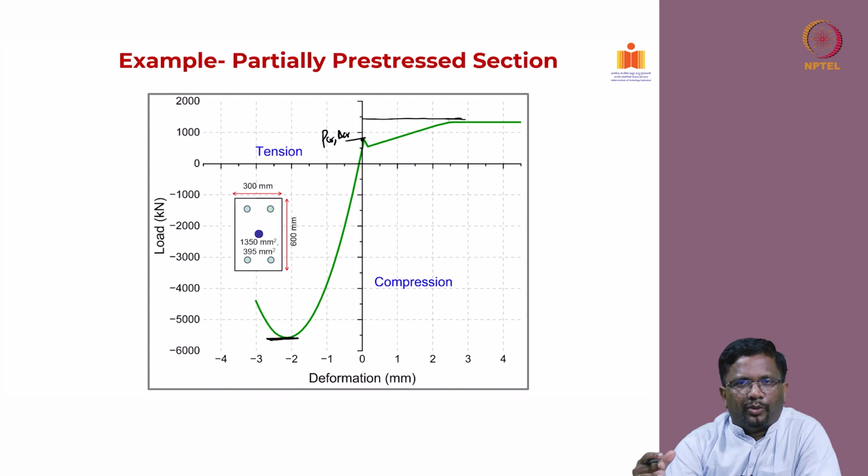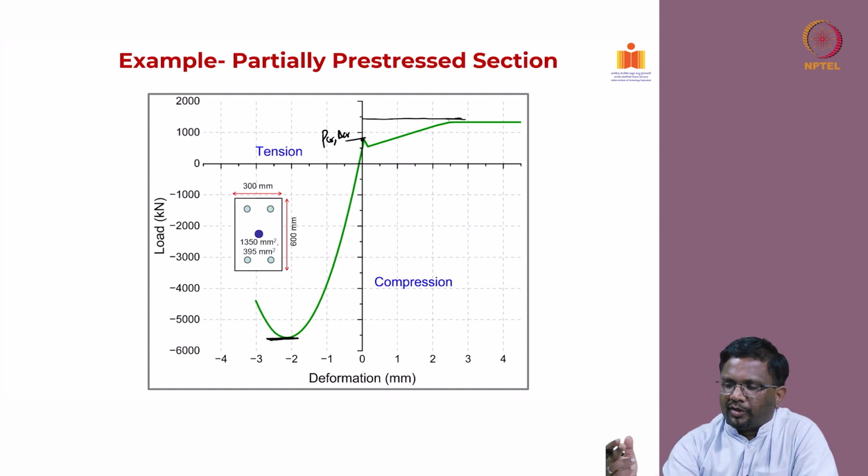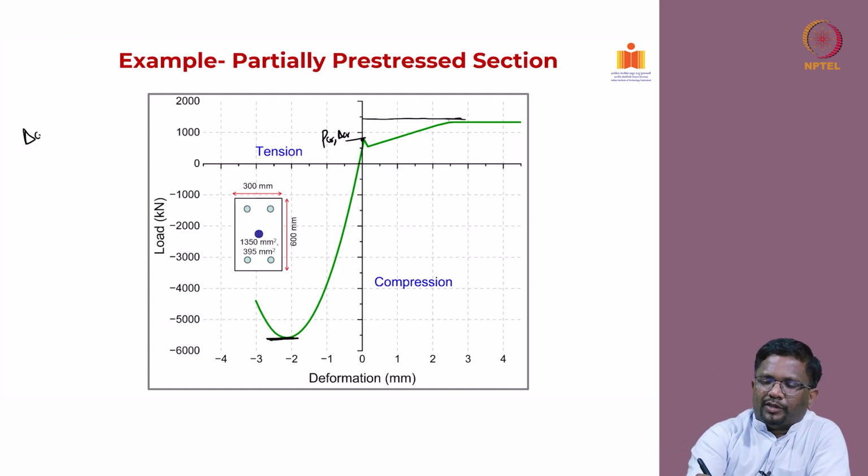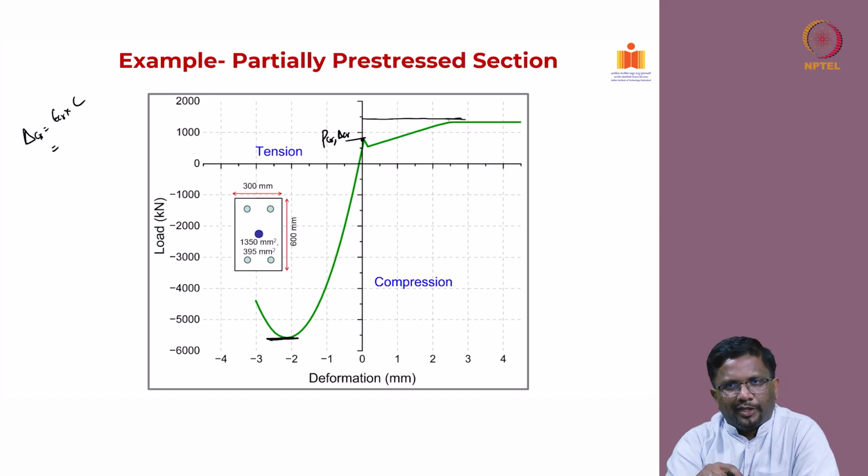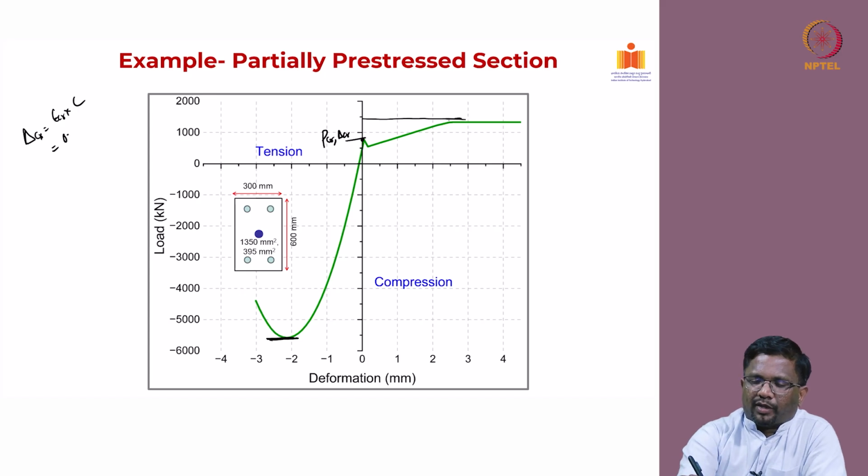What are the cracking load and deformation corresponding to cracking load. Now, delta CR is easy. So, we have said it is epsilon CR multiplied by length. Epsilon CR is nothing but strain corresponding to cracking, which we calculate to be 0.00011 or something.